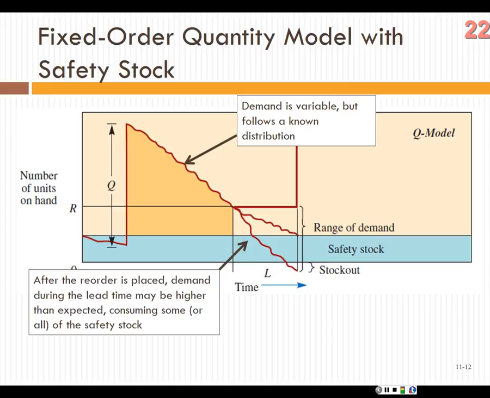After the reorder is placed, demand during lead time may be higher than expected, consuming some or all of our safety stock. Okay? So we adjust our reorder point formula, where it was very simply before average daily demand times lead time. Now we add in for safety stock, we use our Z factor and our standard deviation of lead time. Okay? All right, so let's look at example 11.4.